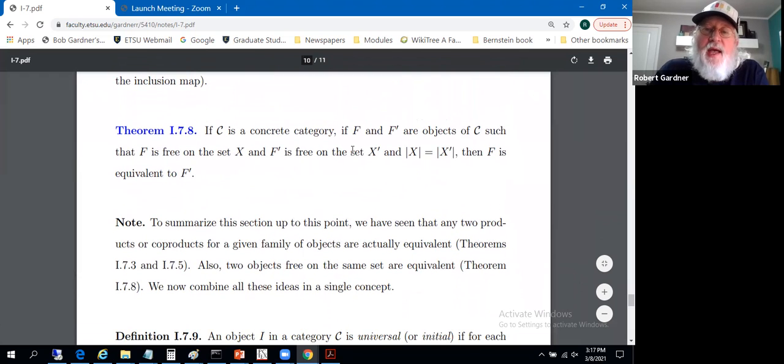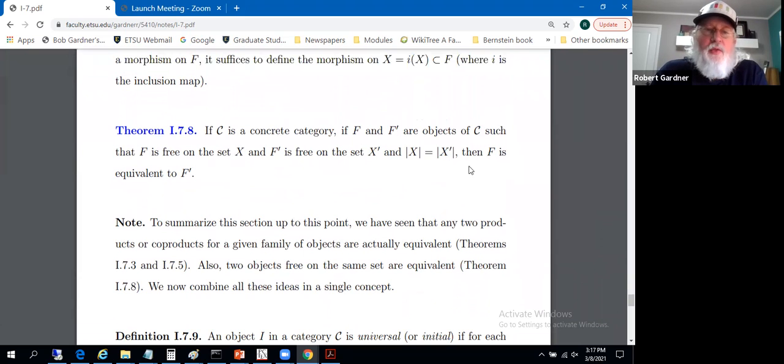Suppose we're in a concrete category. F and F prime are objects of C such that F is free on the set X and F prime is free on the set X prime. Sets X and X prime have the same cardinality. Then F is equivalent to F prime.